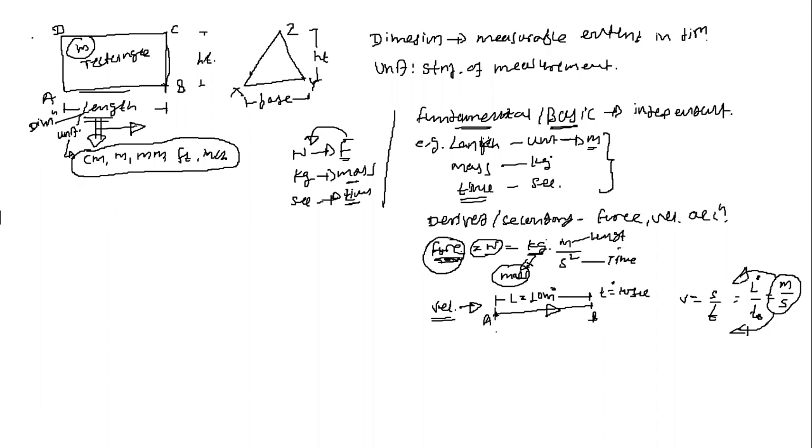Whereas the quantities that are independent of the other quantities are called fundamental quantities or fundamental dimensions. So we have three such fundamental dimensions: length, mass, and time. And sometimes we also have temperature, which is independent of the other quantities and is denoted as theta. So for completely defining a fluid property or the motion of any fluid, or fluid flow, we need a minimum of three fundamental dimensions: length, mass, and time.